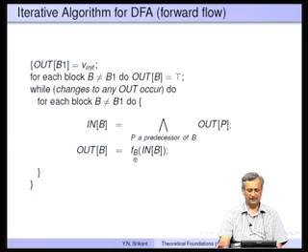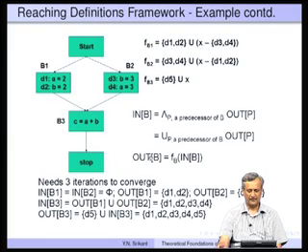Out B, now you apply the transfer function f b on in B. So, remember it was G union x minus kill, right, x minus k. That is the transfer function we are applying on the set in of B. So, let us take the same example and continue it. We have the transfer functions from our previous example, f b 1 equal to d 1, d 2 union x minus d 3, d 4, similarly f b 2 and f b 3.